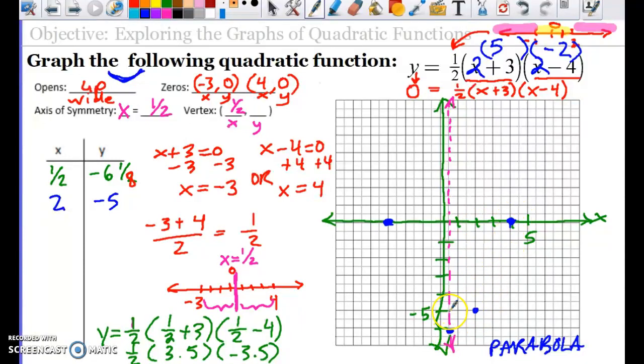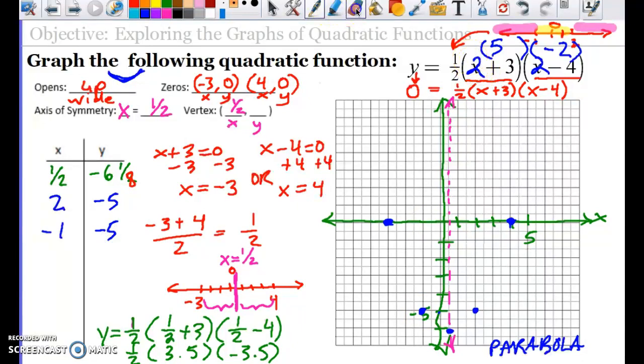Now, because this is called the axis of symmetry, if I measure the number of boxes from my point to the axis of symmetry, which is 1, 2, 3 boxes, and go the same number to the other side, 1, 2, 3, there should be another point over there, which has the coordinates negative 1, negative 5. And you could verify this by plugging in negative 1 for x.